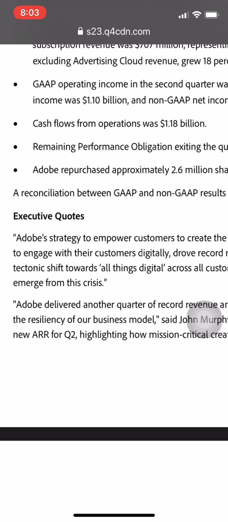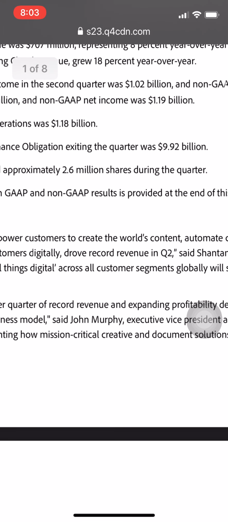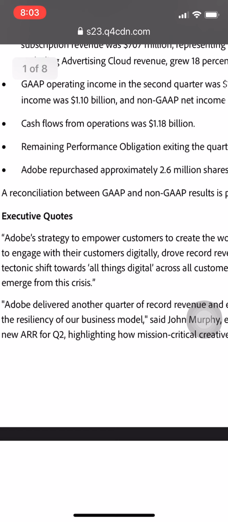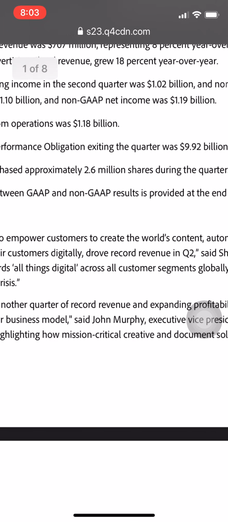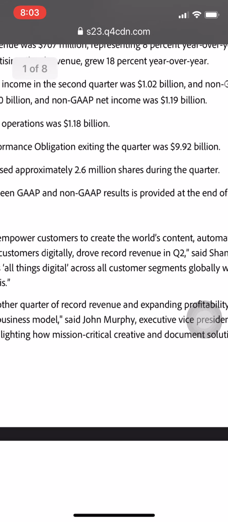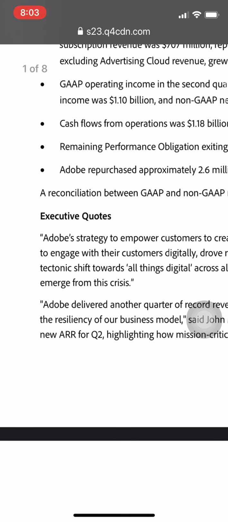Adobe also repurchased approximately 2.6 million shares during the quarter. So good to see that they repurchased their shares. Whenever the company buys back shares or equity in their company, it means they're confident in their own company, and it'll help increase the earnings per share with less shares available in the market.